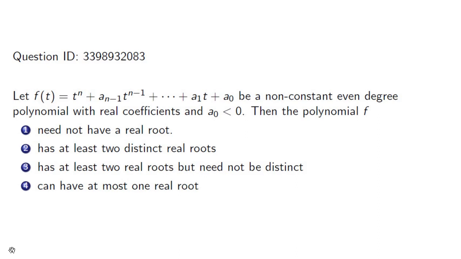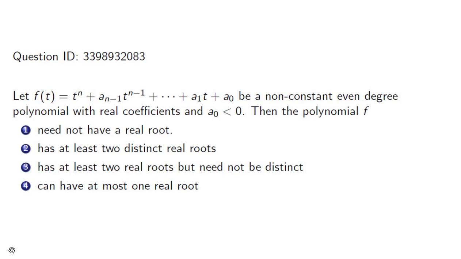Our given options are: number 1, f need not have a real root. Number 2, f has at least 2 distinct real roots. Number 3, f has at least 2 real roots but they need not be distinct. And number 4, f can have at most 1 real root.